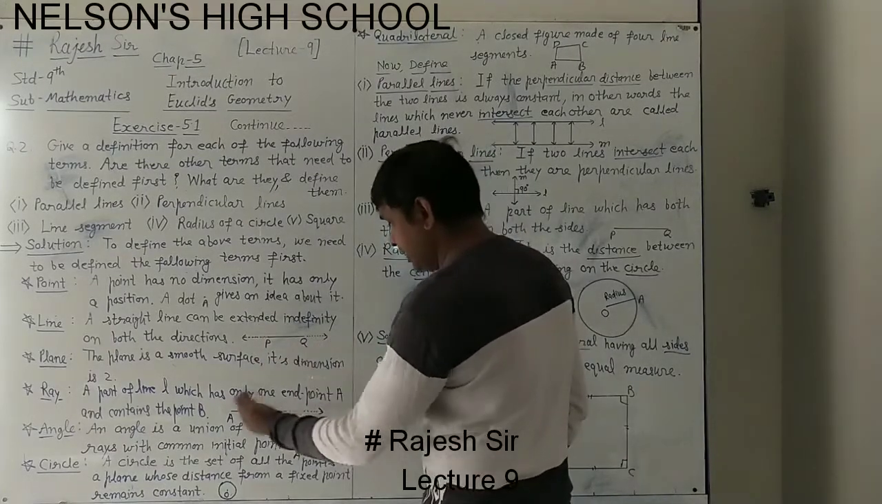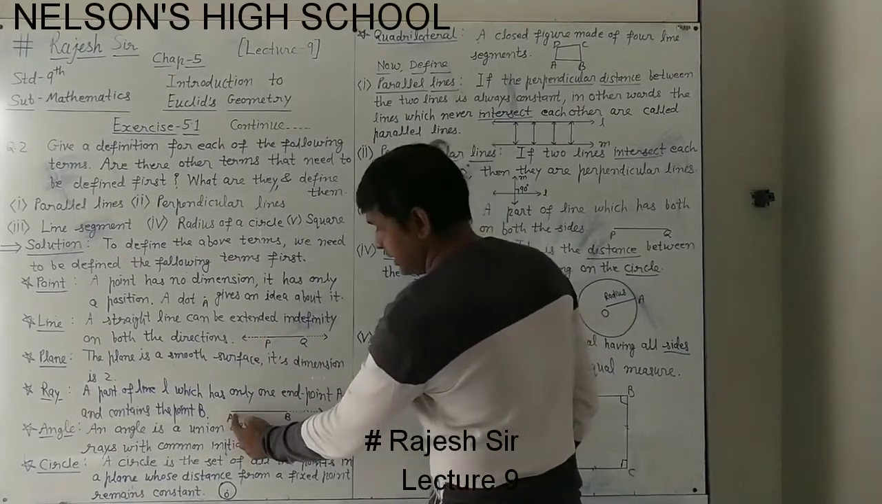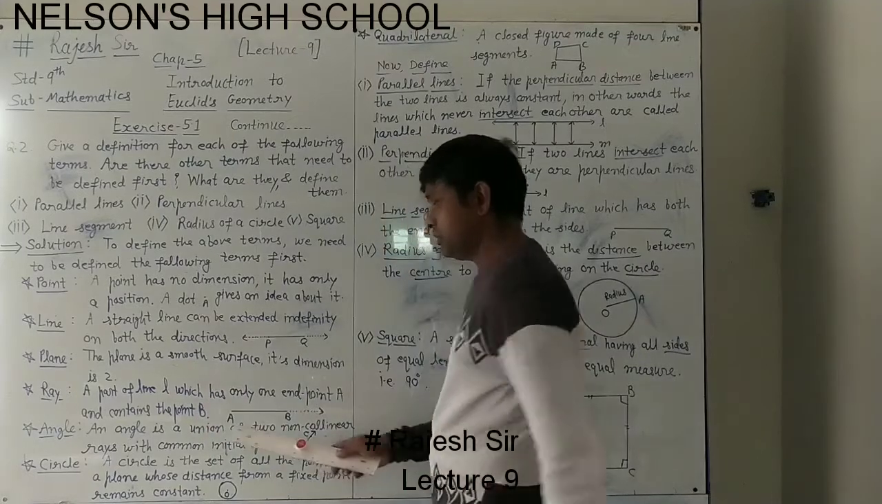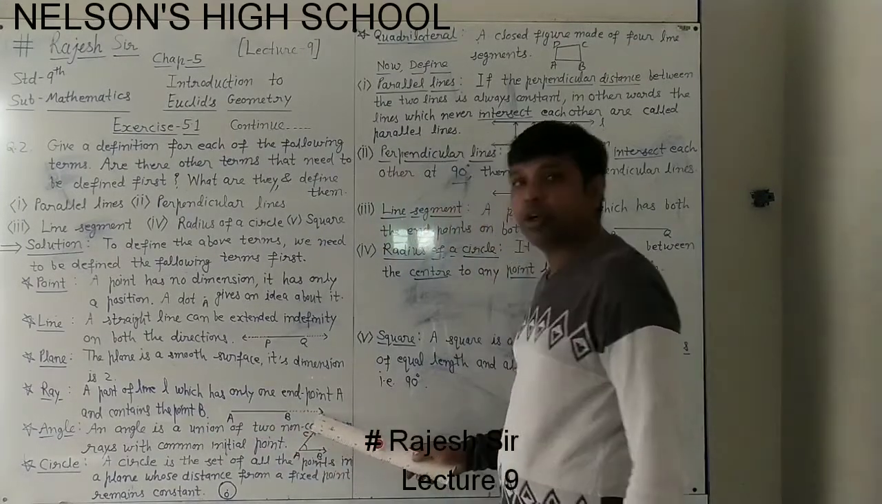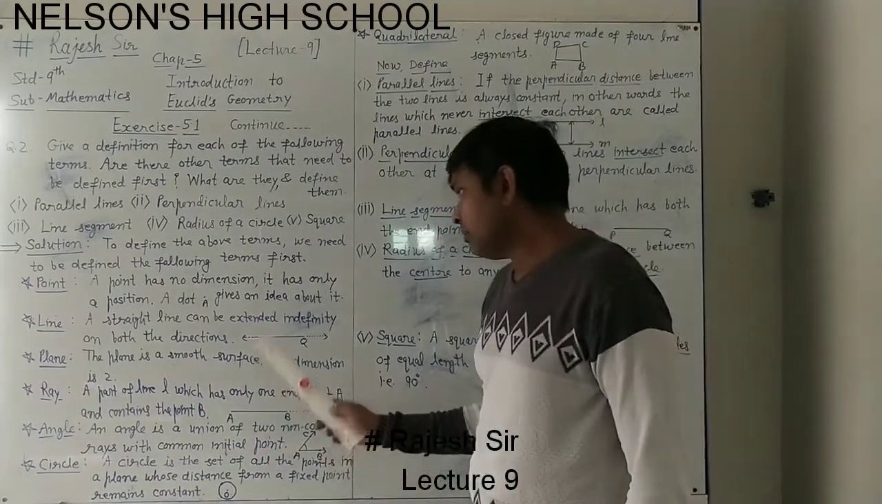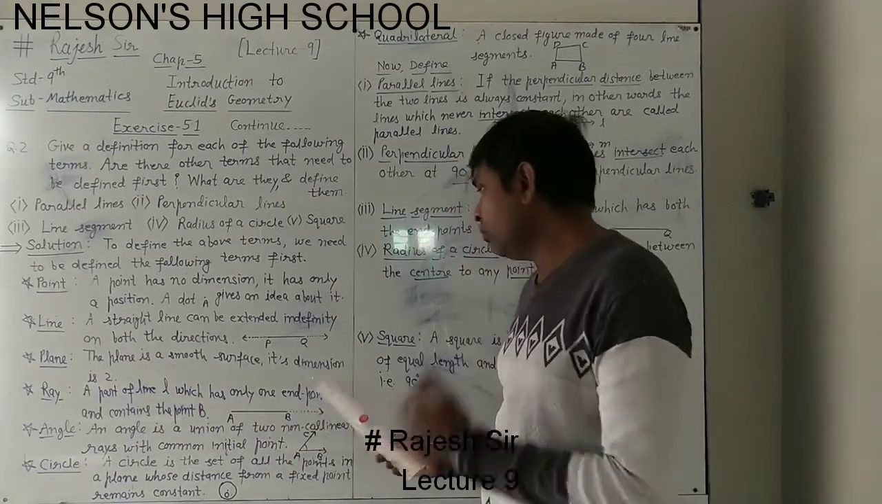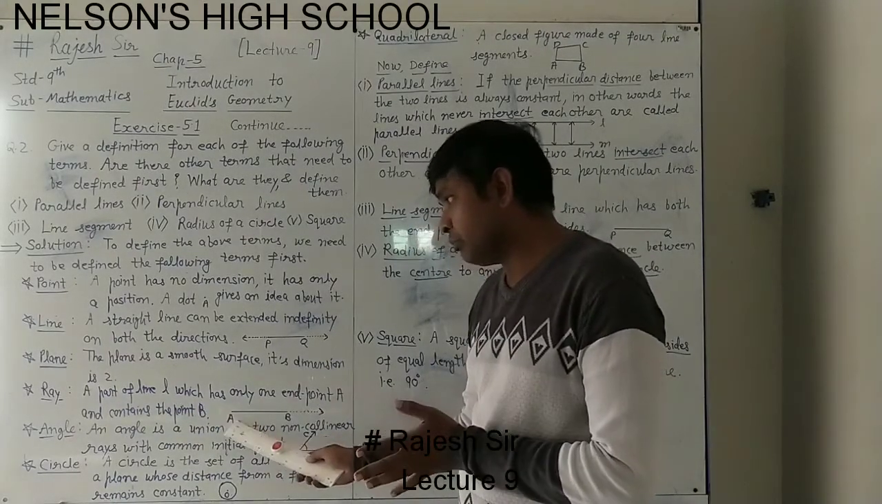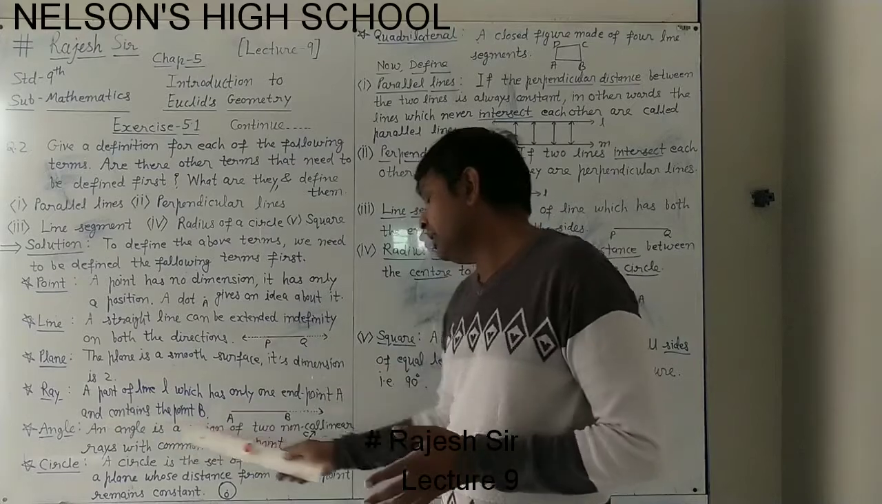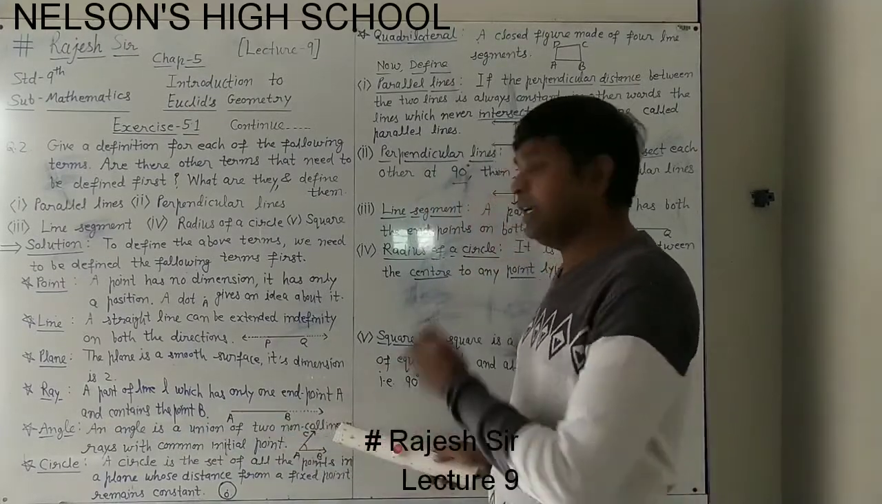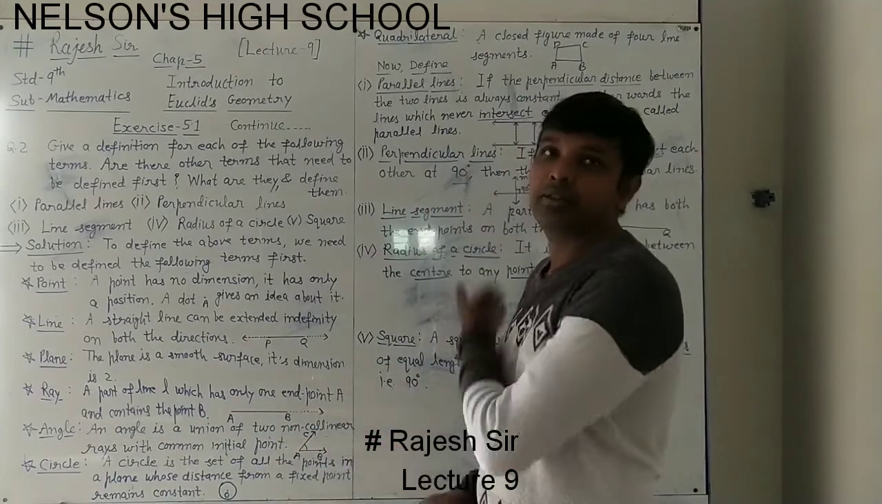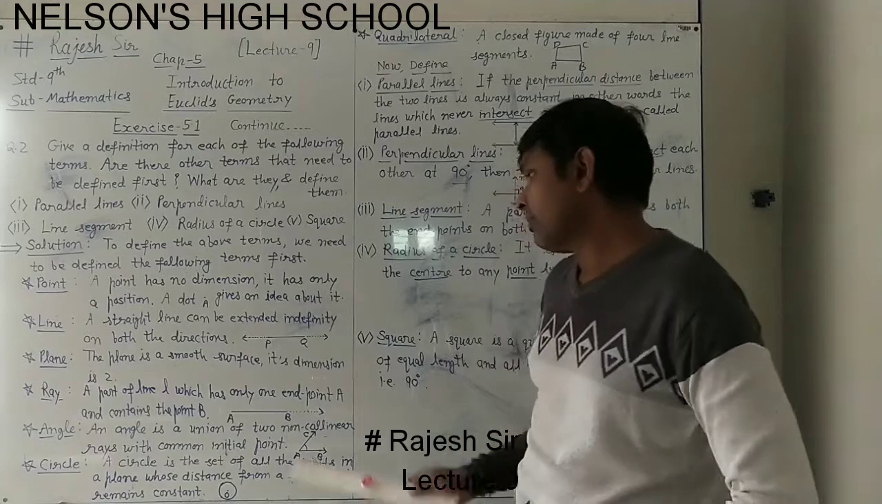Both the sides are endless, but it has one end here, A. It ends here, and the other side it will not end. It means it is a part of a line. So that is a part of a line which has only one endpoint as A. It has one endpoint A and contains the point B, but no other endpoint. So it is extending in one direction.